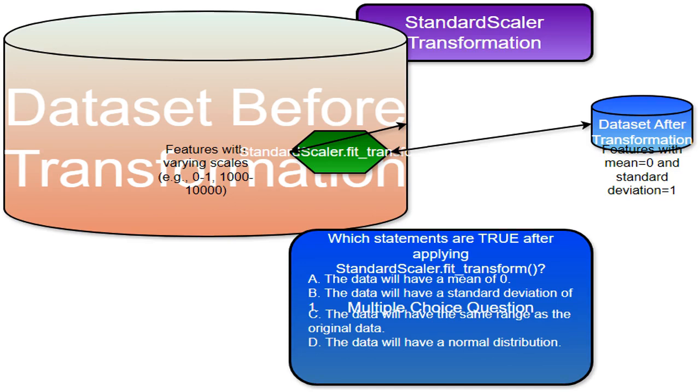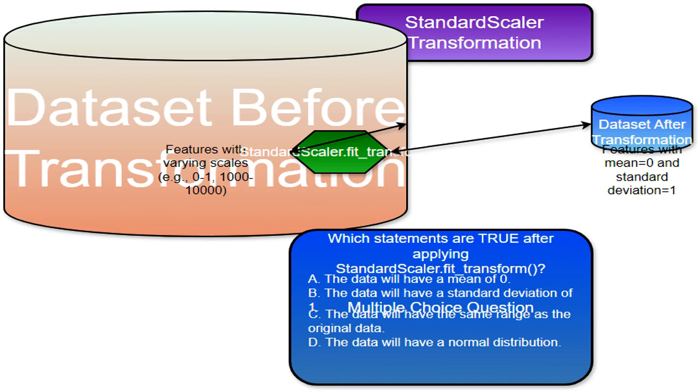Imagine you have a dataset. Some features, like the number of items purchased, might range from 1 to 100. Others, like the total cost, could range from $10 to $10,000. These are features with different scales.